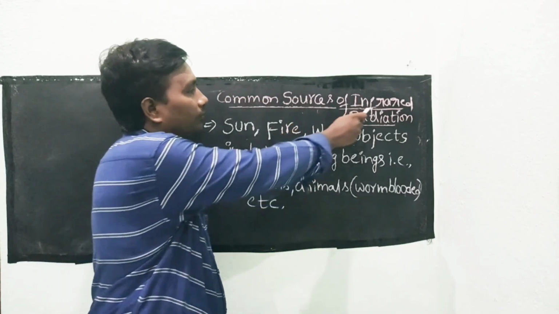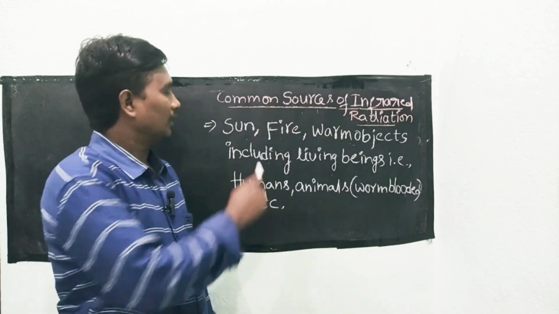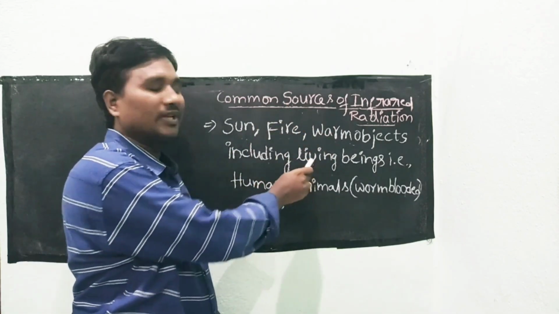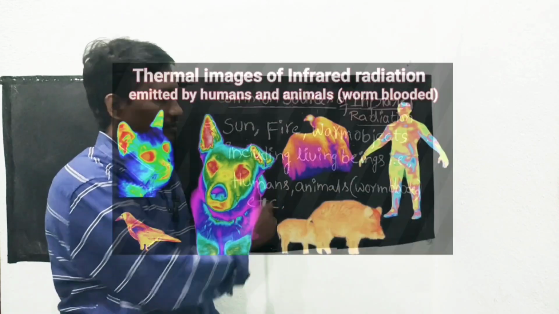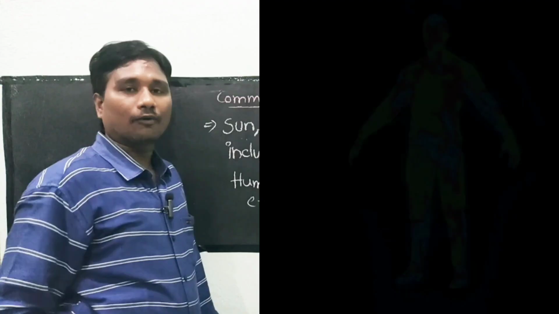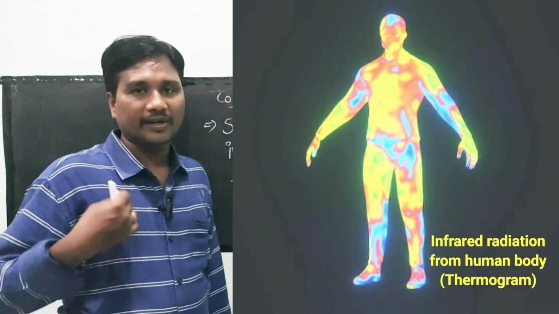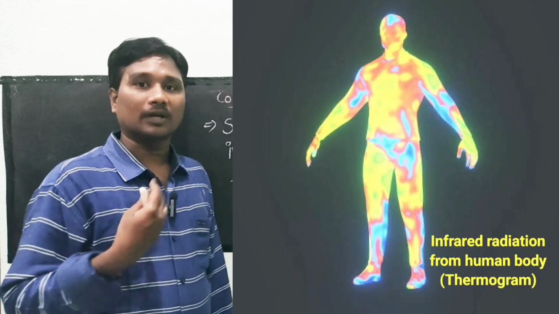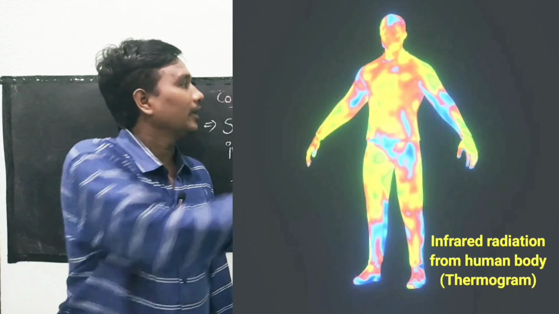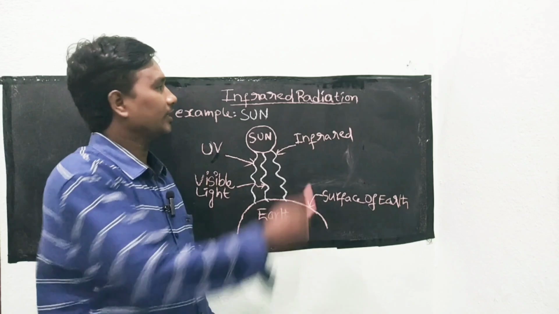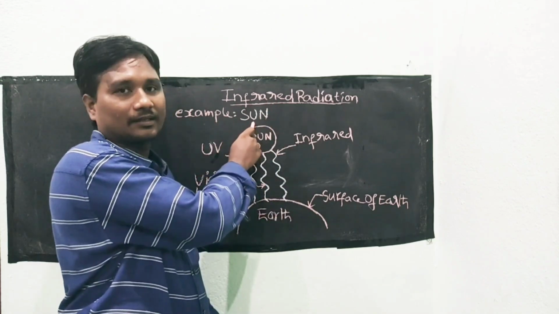Common sources of infrared radiation are the sun, fire, warm objects, including living beings, that is, human beings, and also warm-blooded animals, etc. Our human body also continuously emits body heat as thermal radiation, that is nothing but infrared radiation. Infrared radiation example, sun.